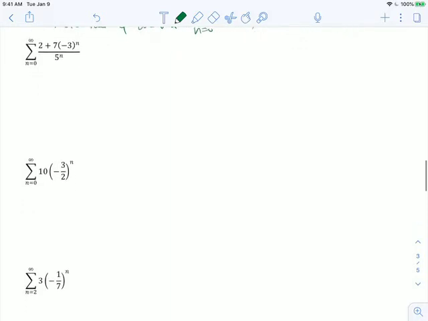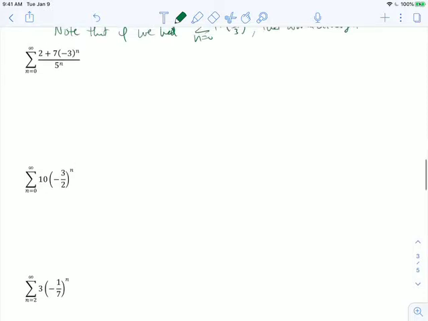Our second example is a little bit more complicated. I've got a sum in the numerator, and that tells me that probably what I should do is break this up into two pieces. We have a theorem about linearity of infinite series in our section, and so I want us to note that we can rewrite this as summation n equals 0 to infinity 2 over 5 to the n plus summation n equals 0 to infinity 7 times minus 3 to the n over 5 to the n.